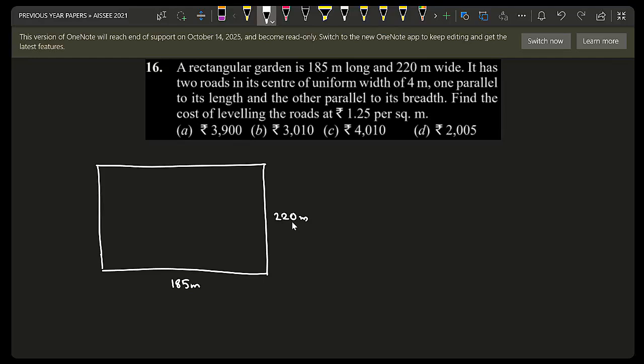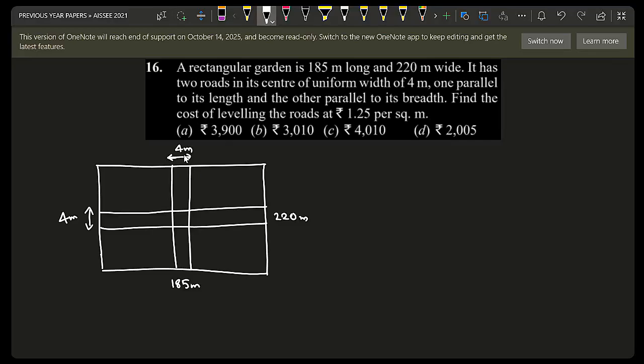That is the breadth. It has two roads in its center of uniform width of 4 meters. One parallel to the length and the other parallel to breadth. So one road is parallel to the length and other road is parallel to the breadth. So two roads are passing inside that rectangular garden. What is the breadth of each road? Both are 4 meters. So this breadth is 4 meters, this breadth is also 4 meters. Find the cost of leveling the roads at 1 rupee 25 paise per square meter.